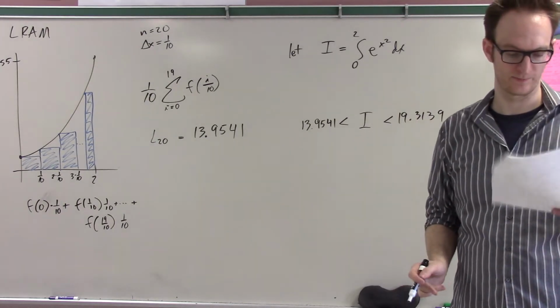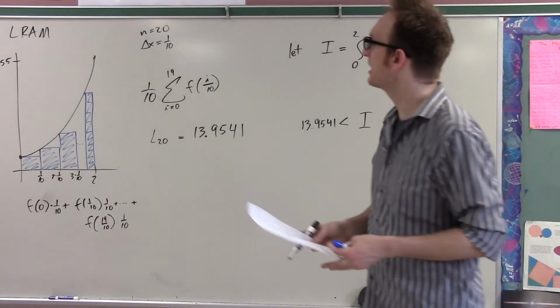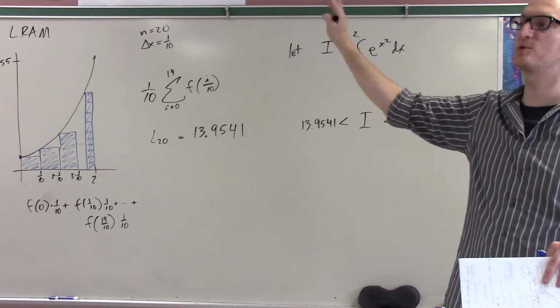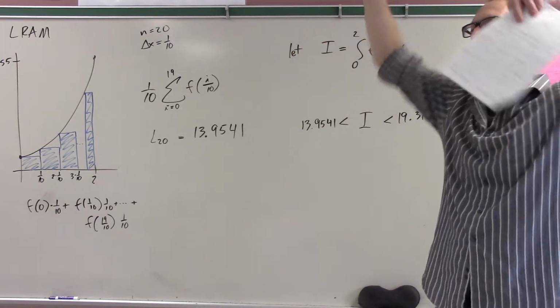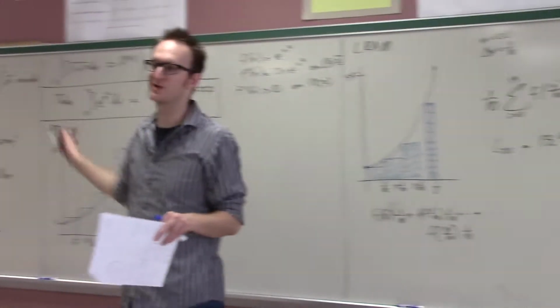Of course you are. All right, now, by the way, if my function was decreasing, then we would do it the other way, right? If the function was decreasing, then LRAM would be an overestimate, RRAM would be an underestimate.